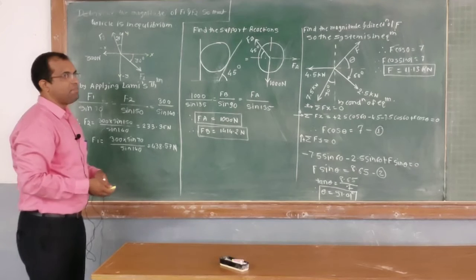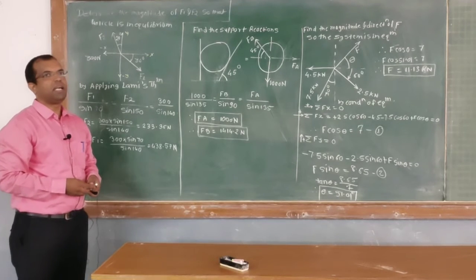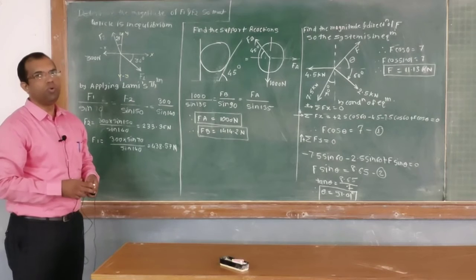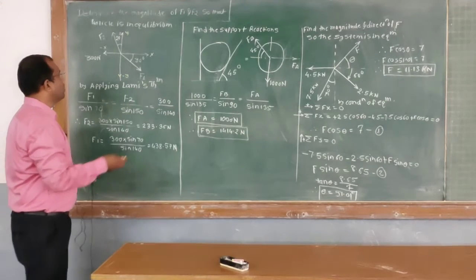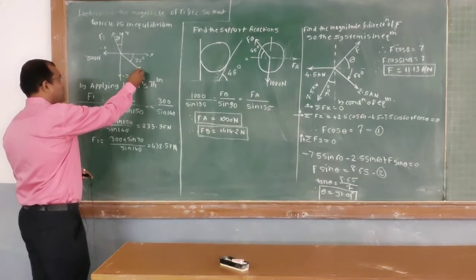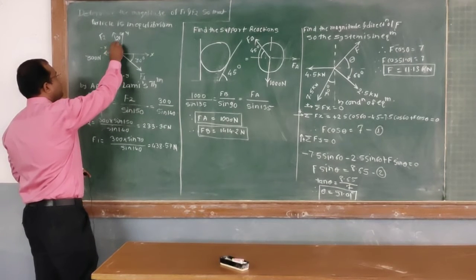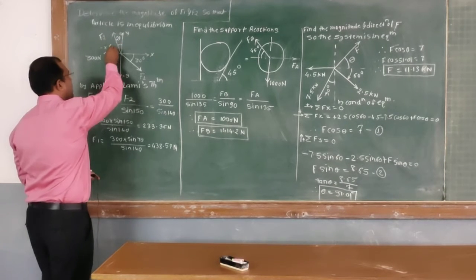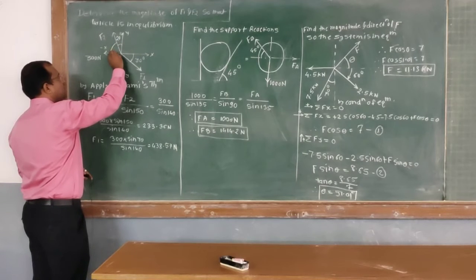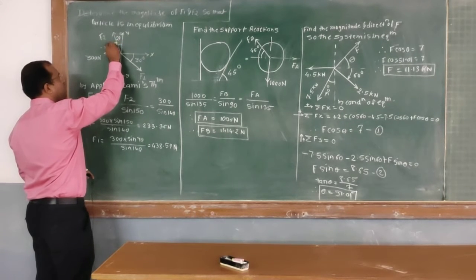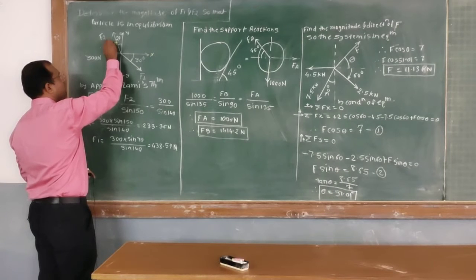Okay, so what is Lami's theorem? Lami's theorem says that each force is proportional to the sine of the angle between the remaining 2 forces. Here, let's first take the force F1. What is the angle between the remaining 2 forces? This total angle is 90, so this angle we have to find out. This angle is 90 minus 20, so this angle is 70 degrees.